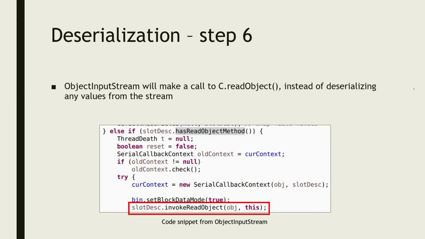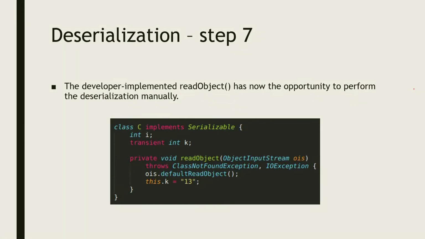And here you see a code snippet from ObjectInputStream where you can see that this readObject method is invoked. The developer-implemented readObject has now the opportunity to perform the deserialization manually. This is exactly the code I showed before. Default readObject will deserialize value i, and then k will be initialized to 13, and then the deserialization process is finished. The object is there.